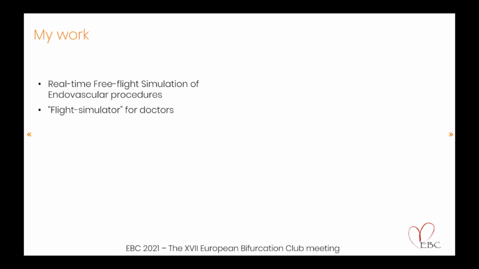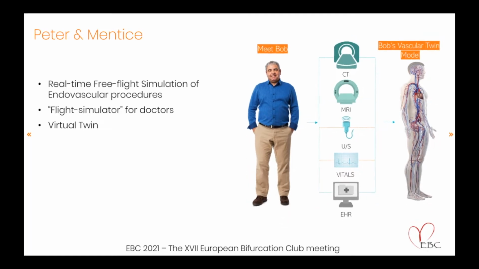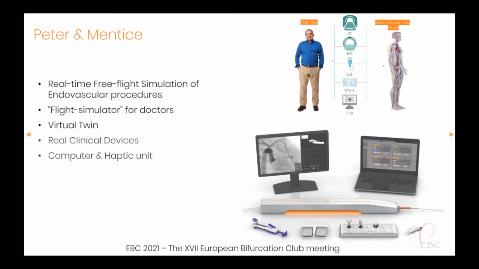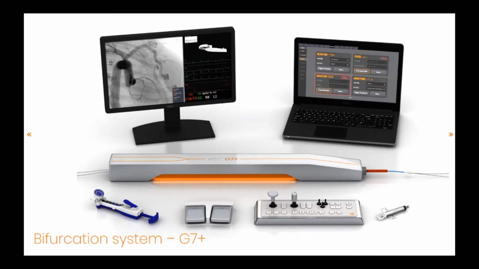If you've listened to a presentation by anyone from Mentice in the past few years, we tend to mention what we call the vascular twin. Effectively, this means that we create patient anatomies, pathologies, and scenarios from real-world examples and allow our users to perform a myriad of different interactions with an array of virtually replicated clinical devices. Using a computer and our haptic unit that tracks the movement of clinical devices put into it, you control the flow of the procedure.